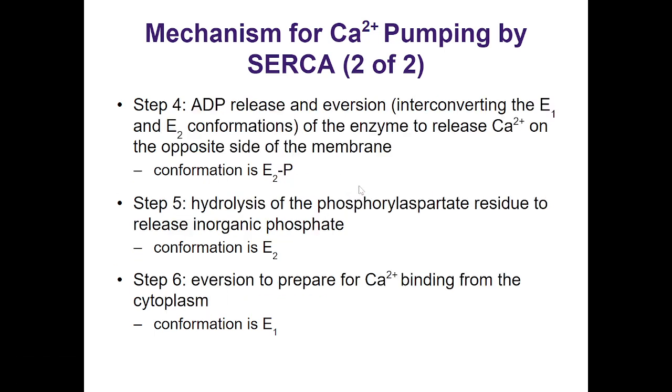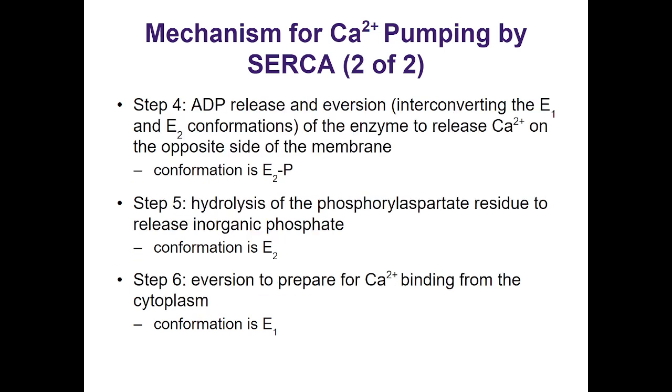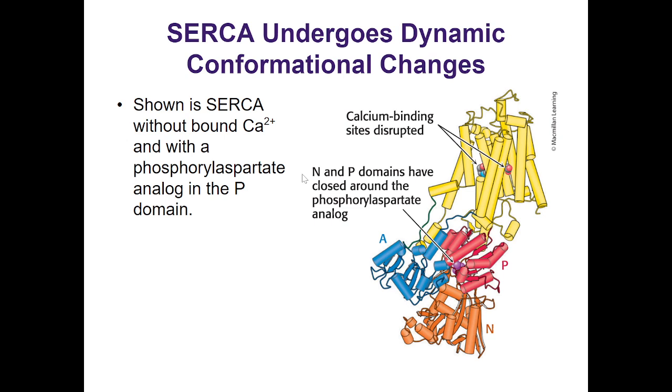Okay, so now we're on step 4. So at this point, we've done the transfer of the phosphoryl. This has provided that energy. Now we can start doing our next step. So ADP is going to be released, and we're going to have reversion. This is interconverting the E1 to the E2 conformations. So at this point right here, this is going to release your calcium 2+ on the opposite side of your membrane. So essentially what we've done, we had it like this, closed, right? And now we've chopped that up. That's going to allow us to open it up and release the calcium on the other side. Okay?